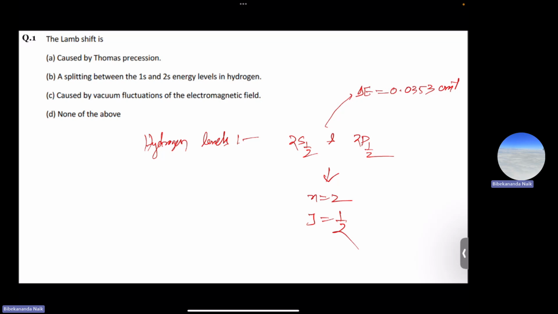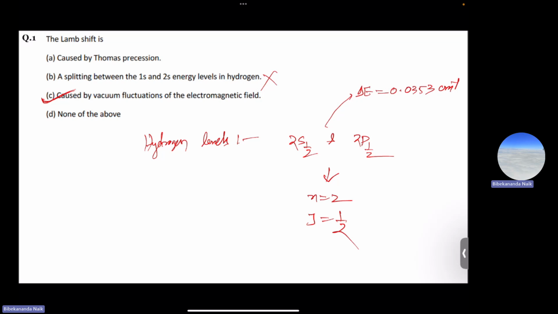So the options: option A, caused by Thomas precession. Option B, a splitting between 1s and 2s energy levels in hydrogen. It will not be correct because it is seen between 2s and 2p. Option C, caused by vacuum fluctuations of the electromagnetic field, and D, none of the above. So actually the correct option is that it is caused by the vacuum fluctuations of the electromagnetic field.